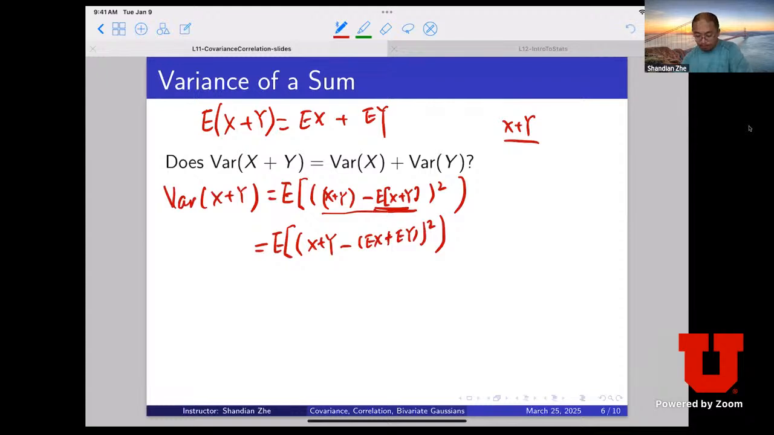Okay. Then let's do a little bit of association rule. So we got four terms inside this square. Let's just combine x with expectation of x, and then we combine y with expectation of y, and then add them together and take a square.